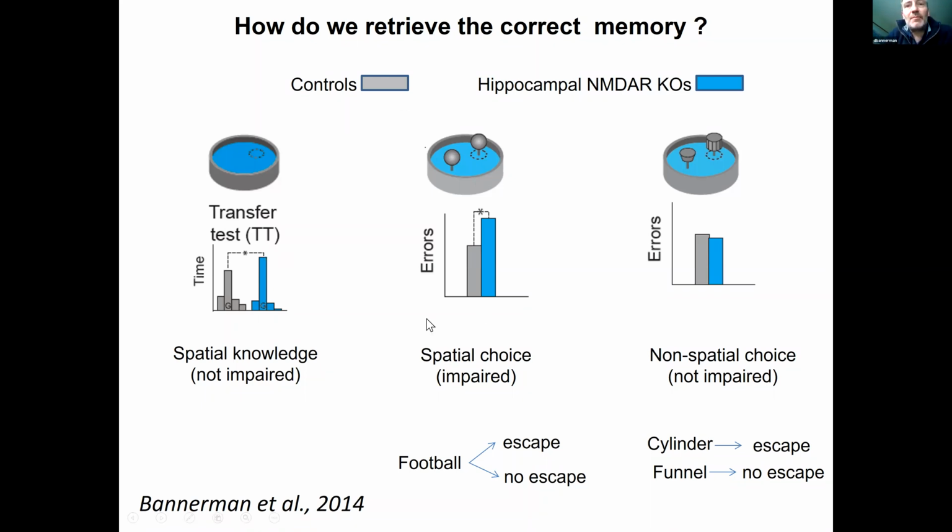And so instead of this being about whether a task is spatial or not, we've argued that it reflects the ambiguity of the black football in this version of the task compared to the situation where you've got two completely distinct and orthogonal cues like the cylinder and the funnel. So in the spatial discrimination with the two black footballs, the black football generates two memories. There's a memory of football leads to escape, and there's a memory of football leads to no escape. And so maybe hippocampal NMDA receptors and hippocampal NMDA receptor dependent LTP is important for disambiguating or pattern separating between overlapping or competing memories.